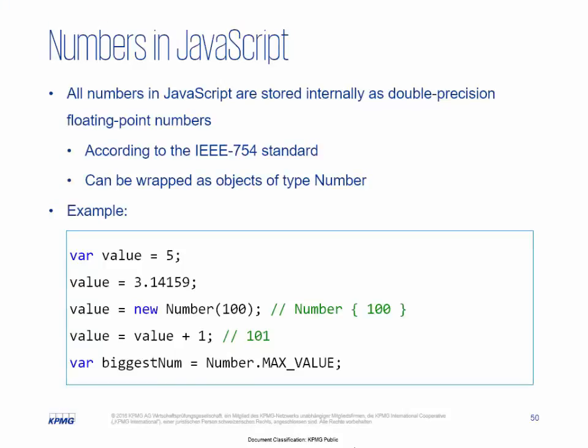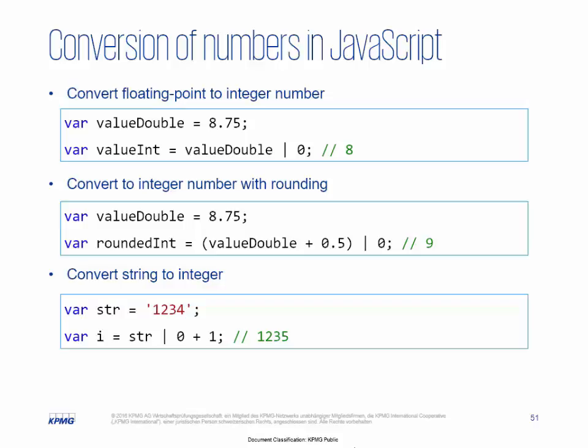So numbers in JavaScript, there's only one object called number. There's only one data type called number, and numbers are double precision, meaning 64-bit floating points, like I mentioned. There are ways to convert numbers between different types, and there are various ways to achieve this. This is a common trick, and it's quite cool.